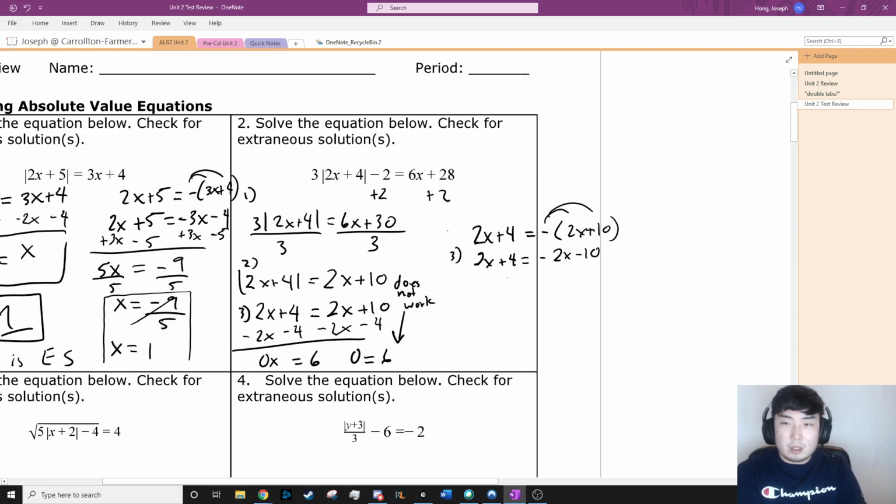Okay. What about this side? If I add 2x on both sides, that is 4x, and I subtract 4 on both sides, is equal to 14. Divided by 4, that is x equals negative 7 over 2.